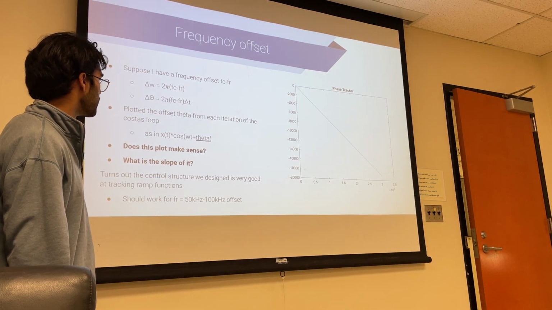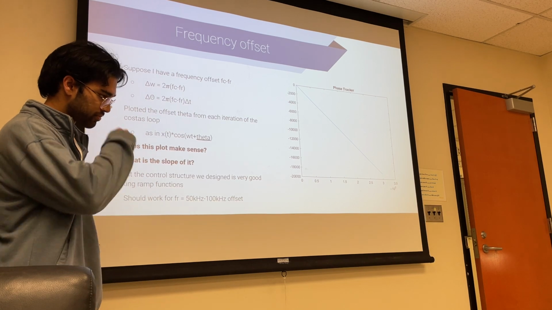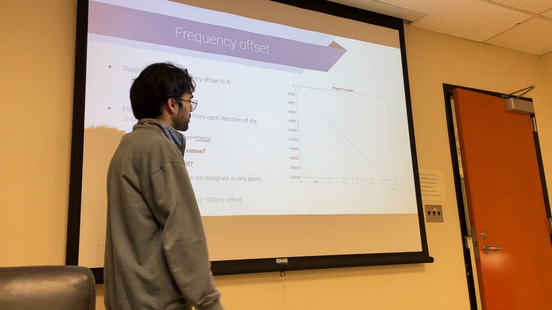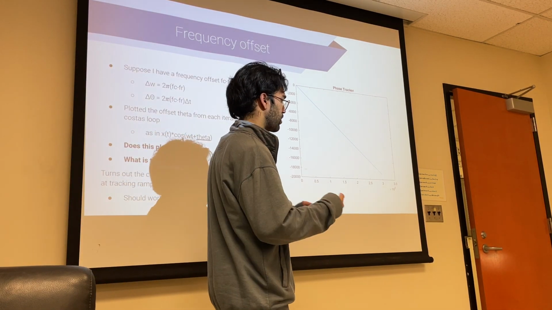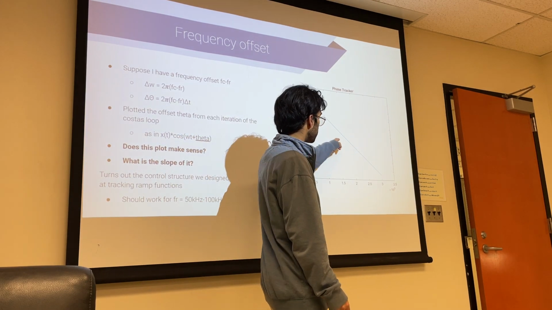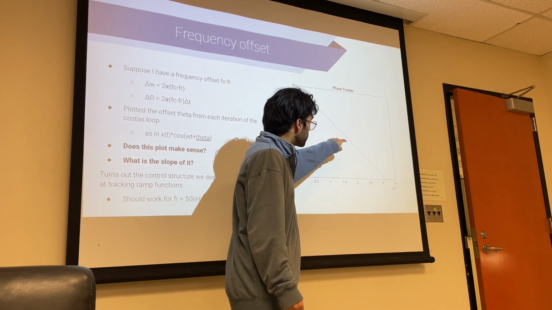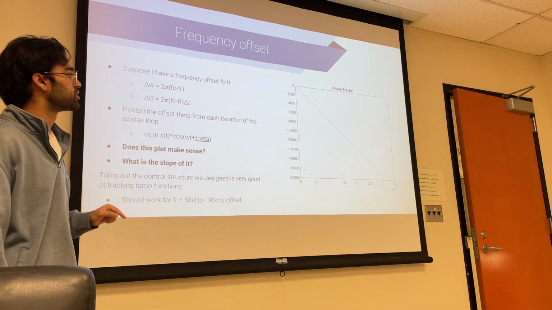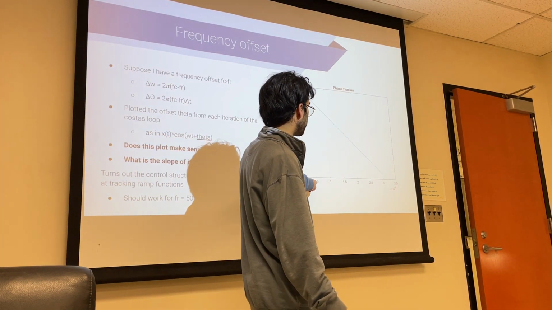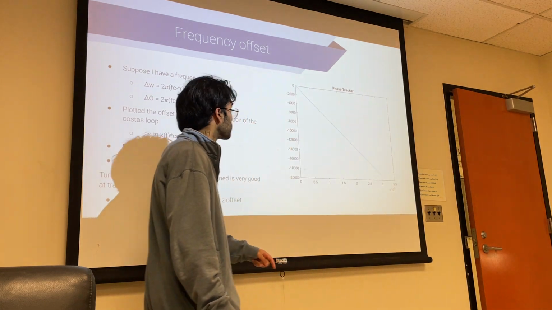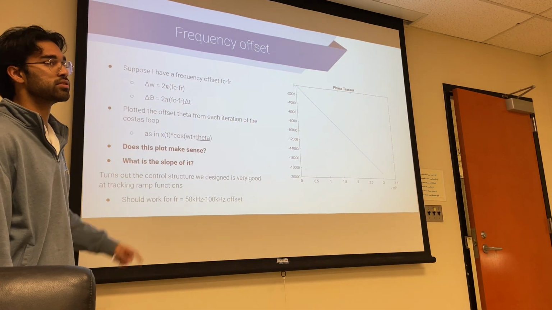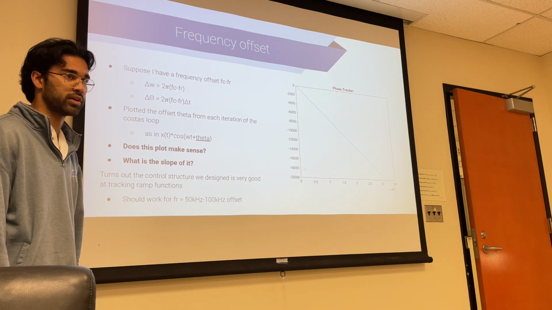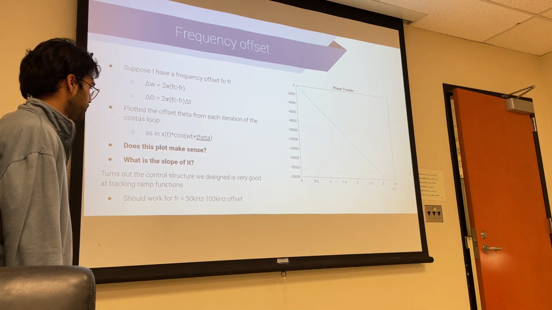And so if this were to match up, if we were to validate that our cosines loop works, the slope of this should equal our delta theta, because this is how our phase changes every iteration. It's a line, it's constant, and that's what delta theta is. Okay, so yeah.